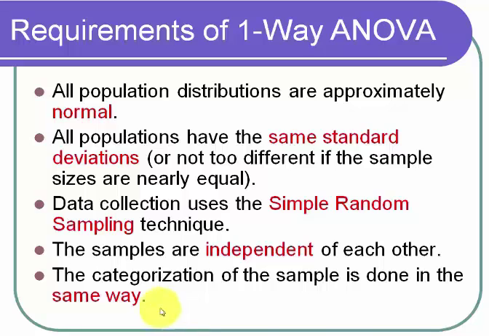So if we're using stratified sampling for one of them, we better use it for the others too. So make sure that we categorize, we just use the same processes for each of the samples that we take.